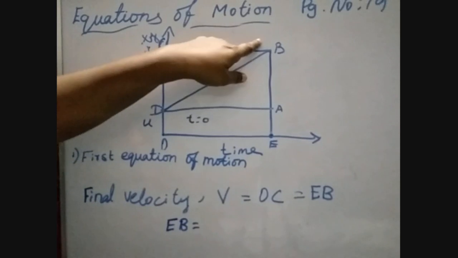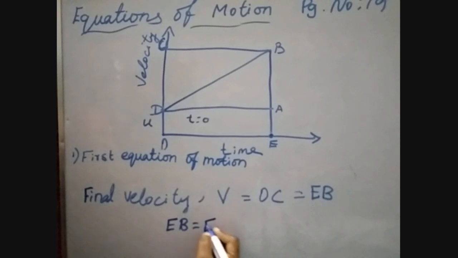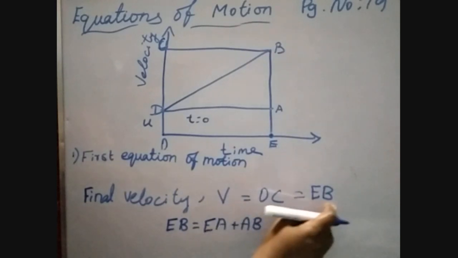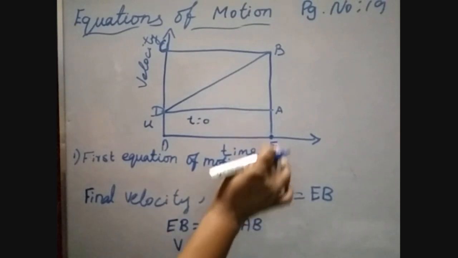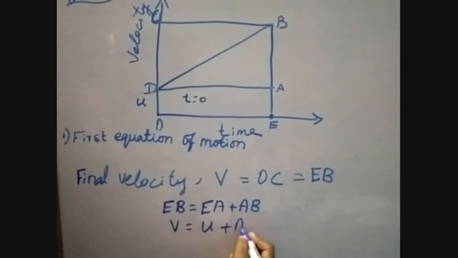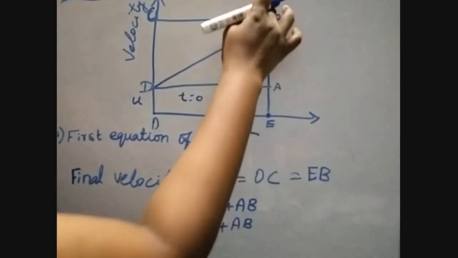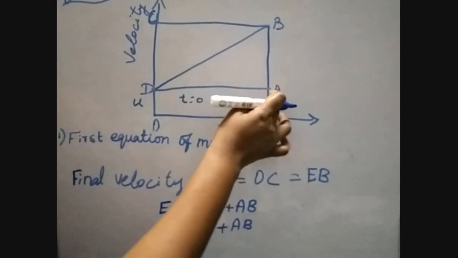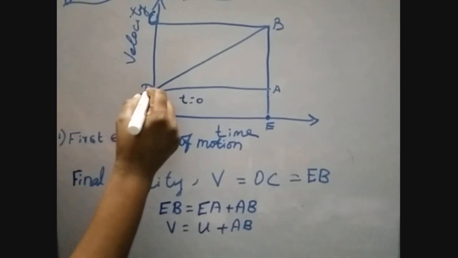This portion EB has two portions, EA plus AB. We can separate this as EA plus AB. Now, the value of EB is V. V equal to, now the value of EA is EA equal to OD equal to U, plus AB. Now, we are going to find out the value of AB and substitute in this equation. How will we find out the value of AB from this diagram? Here we have one clue. From the point D itself, the object gets accelerated.